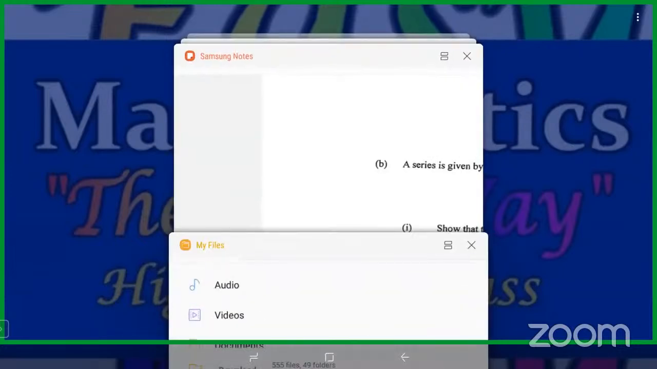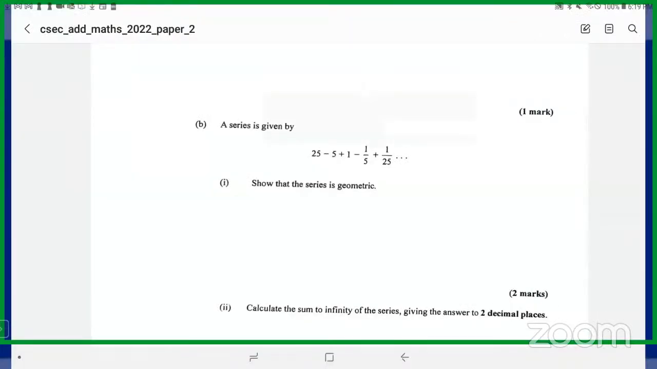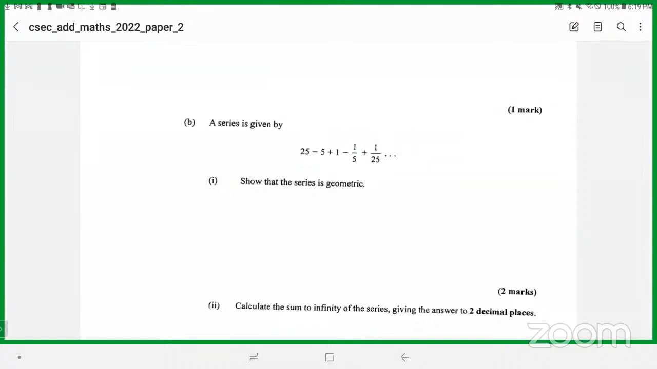So the first paper, they bring up the specimen paper, this paper for the exam syllabus that you're doing. So we're going to start. And as I said, I'm just going to be working. Maybe you can chime in on these things.